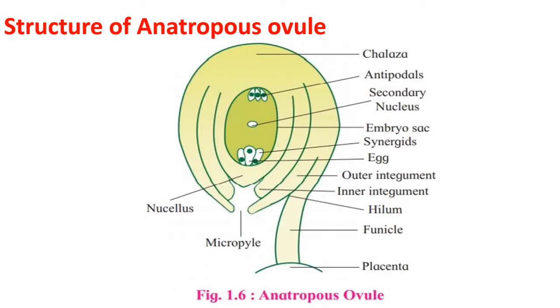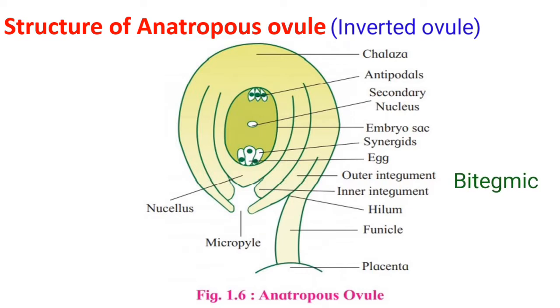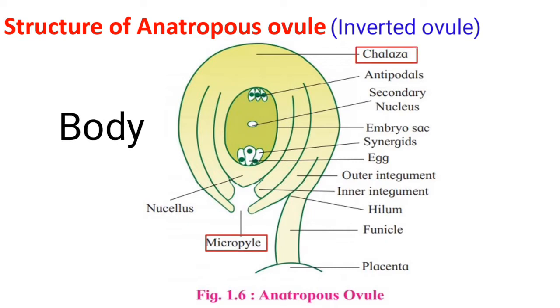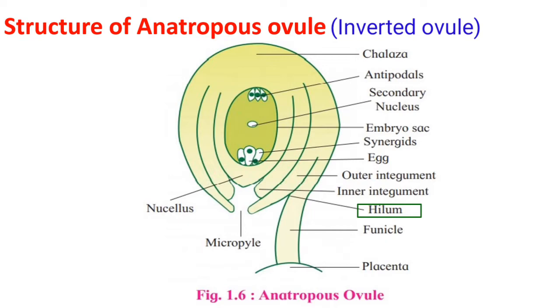Next question can be: describe the structure of anatropous ovule. Anatropous ovule means inverted ovule, and it is bitegmic, made up of two integuments. You can see here the outer integument and inner integument. The stalk of the ovule is called funicle. From micropyle to chalaza is the body of the ovule. The region where the funicle gets attached to the body of the ovule is called hilum. Then this is chalaza. From this region arise the two integuments. This is the embryo sac, which is a 7-celled structure and 8 nucleated.